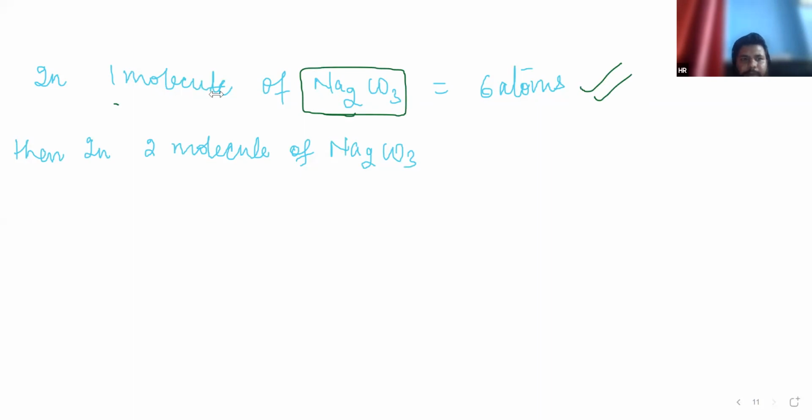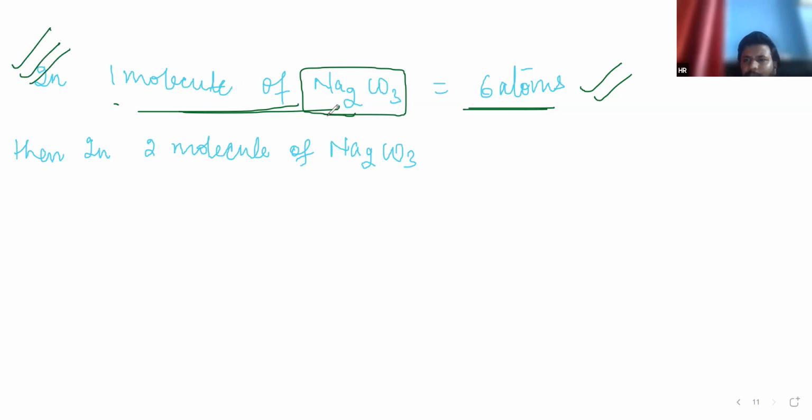Answer whatever I am asking. In one molecule of Na2CO3, how many atoms? 6 or not? Please let me know clearly. Yes, wait a few minutes. I'm talking to Arsalan. Arsalan, is this correct or not?